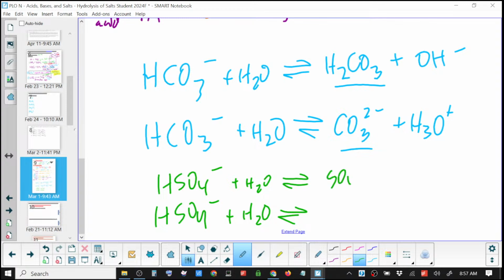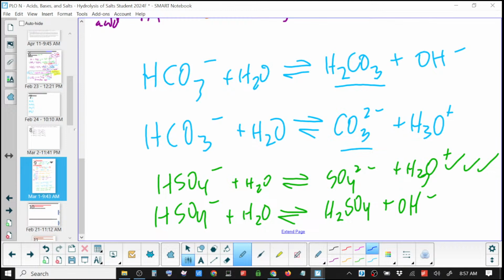SO4 2 minus plus H3O plus, thank you for correcting me. And this is the correct one. That one works. And what would this one then be? That'd be H2SO4 plus OH minus.